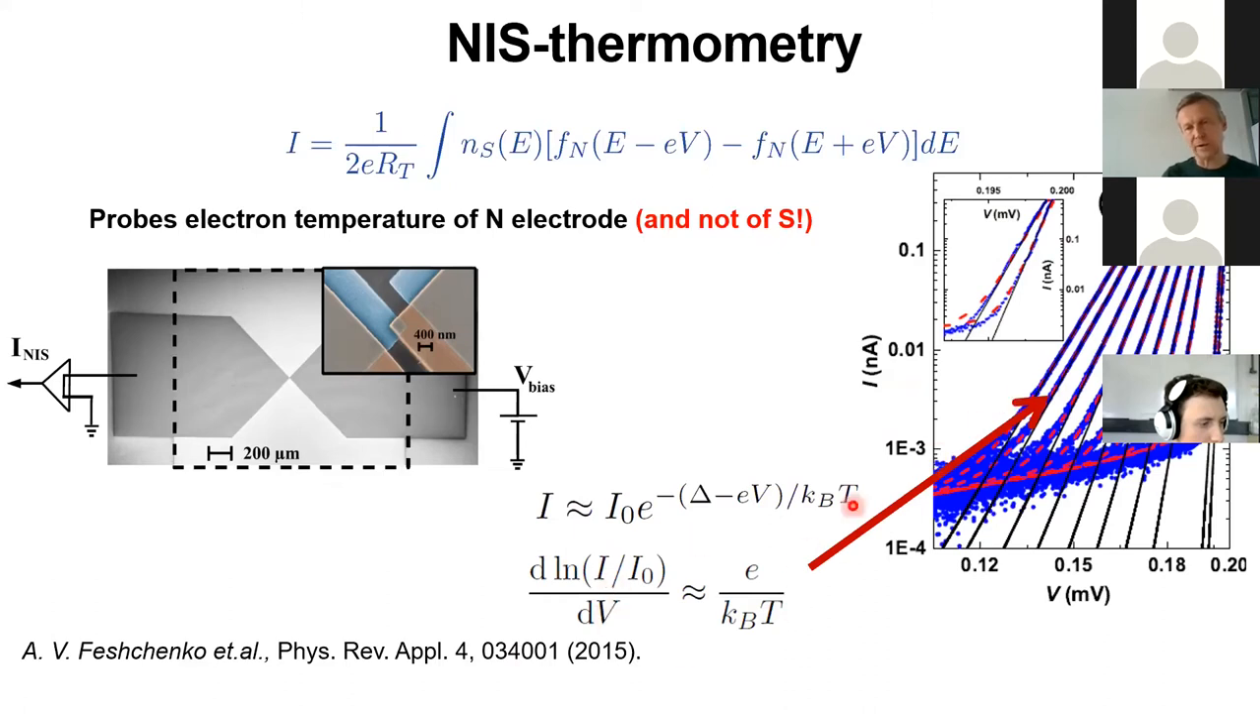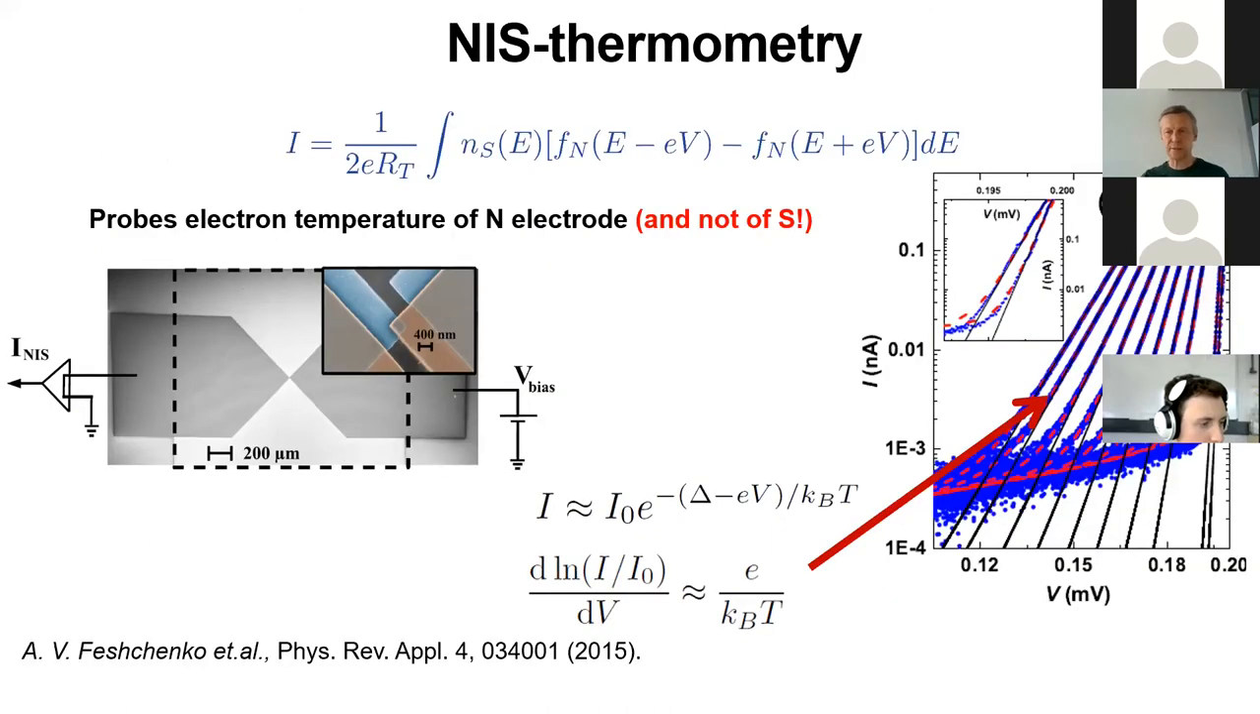And if you take the logarithm of the current, you find that the slope of this IV curve close to this gap is given by just the ratio, it's just given by inverse temperature with known natural constants here. So in a sense, it's a primary thermometer. So doing the thermometry boils down to measuring, for example, the slope, or more simply, you can just put a constant current through the junction, and you can monitor how the voltage is changing with temperature.